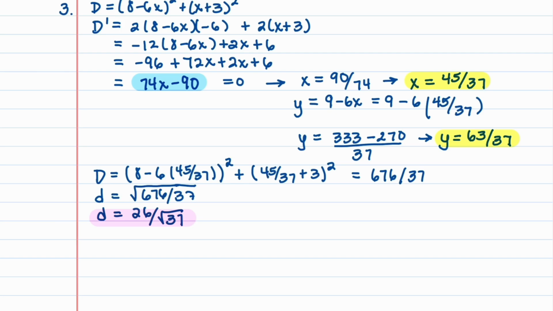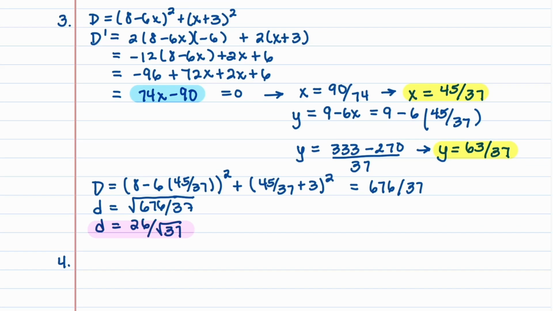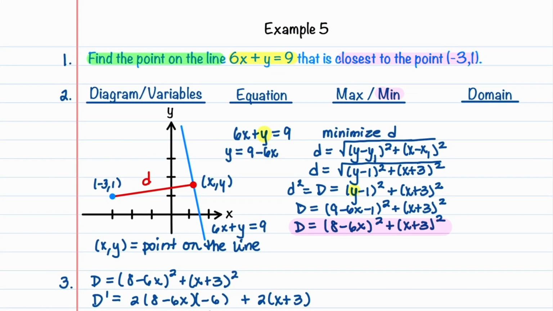Now, it may feel that we're done, but we are not. We need to justify that this distance is a minimum. Let's go back up and fill in our domain. If we go back up to our problem, we have no constraints given on x. So that means that x can be anything. So we're going to say that minus infinity is less than x is less than infinity, and this is an open interval.